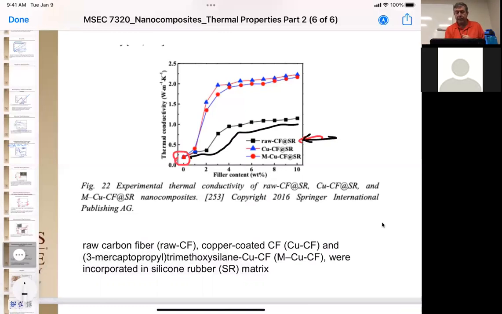Now, by making them slightly more thermally conductive, adding copper to the outside of them actually makes them more thermally conductive because copper has a higher thermal conductivity. It actually jumps right here.